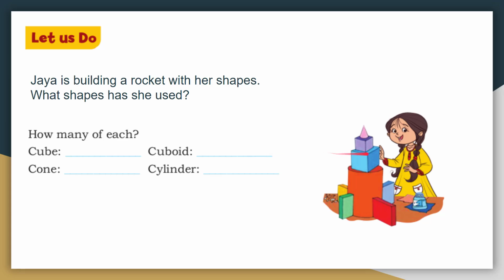Okay, we can see 2 cubes are used. 1, 2, 3, 4. 4 cuboids are used. 1 cone on the top is used. And 1 big cylinder is used, right? Again, creativity. You can see using different shapes, you can also make different designs. You can create different objects or different buildings.